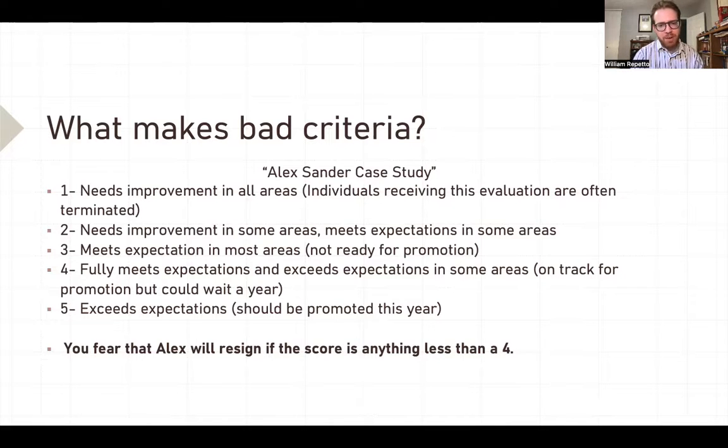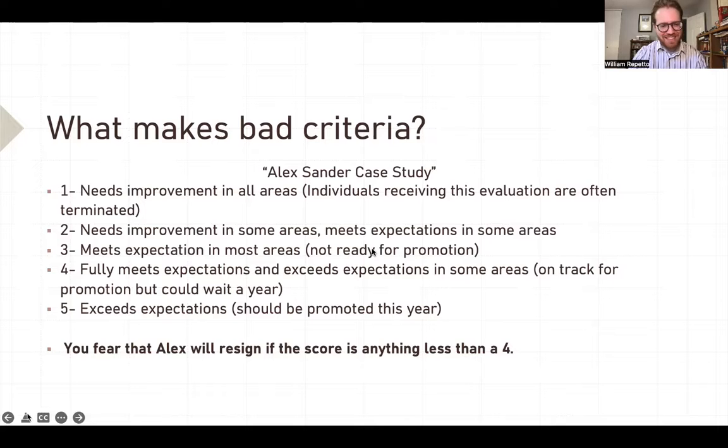And so you can be asked to give him a grade based on this scale: 5, that he exceeds expectations and should be promoted this year; 4, that he fully meets expectations and exceeds expectations in some areas; 3, that he meets expectations in most areas but is not ready for promotion; 2, that he needs improvement in some areas and meets expectations in some areas; and 1, that he needs improvement in all areas. And these employees are often terminated. And then you're given this last piece of information, that if Alex gets below a 4, he might resign.